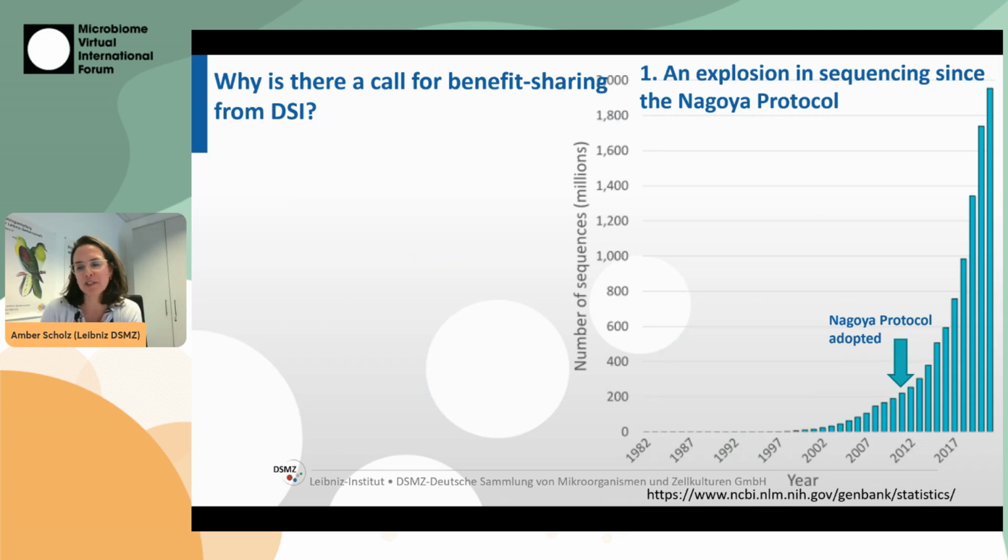To help you understand what negotiators were looking at, and why there was and still is a call for benefit sharing from DSI, the first observation was that when the Nagoya Protocol was negotiated and adopted back in 2010, in the decade that followed there was an exponential increase in the amount of sequence data in the public databases. And of course, with the wide explosion of whole genome sequence data and things like the Short Read Archive, the SRA, there are even more data than this graph can display.